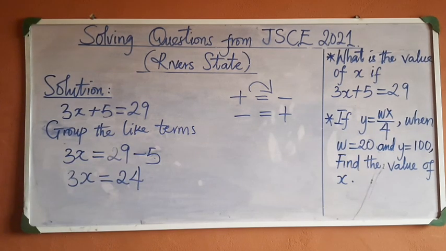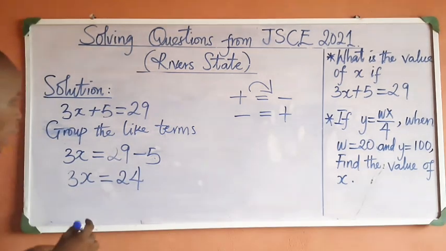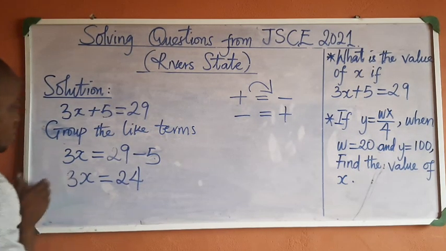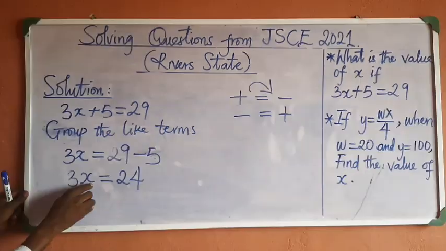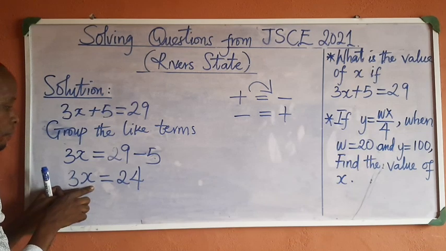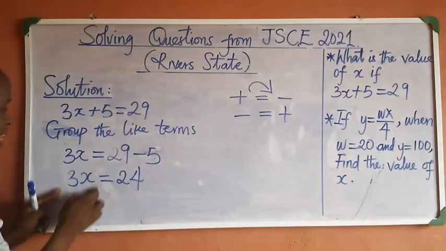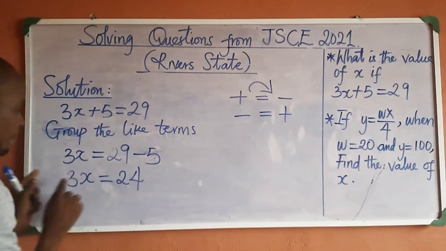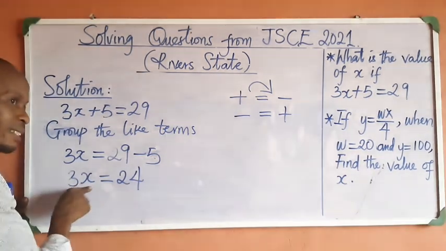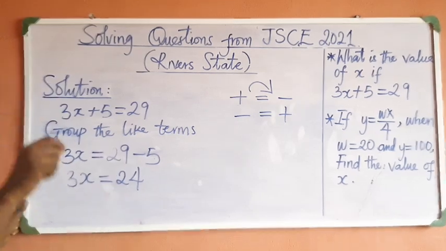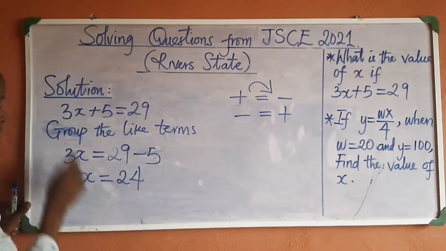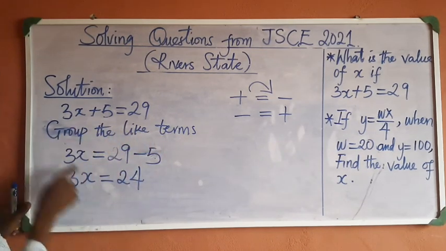So what next am I supposed to do? The next step I am going to take here is simply to divide both sides of the equation by the number that is attached to this letter. I am going to divide the two sides of the equation by the number that is attached to this unknown. In other words, in mathematics, we would say divide both sides by the coefficient of x. The coefficient of x is 3.